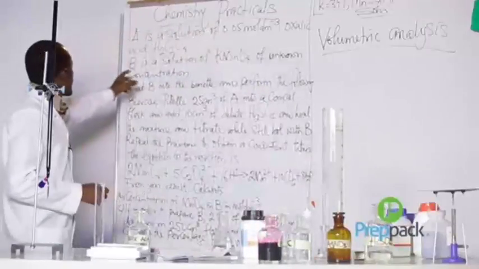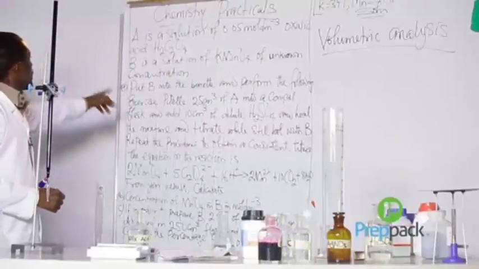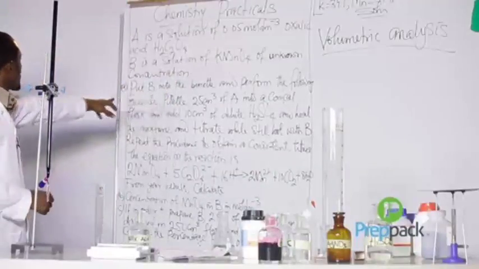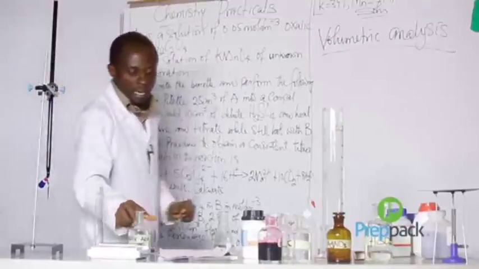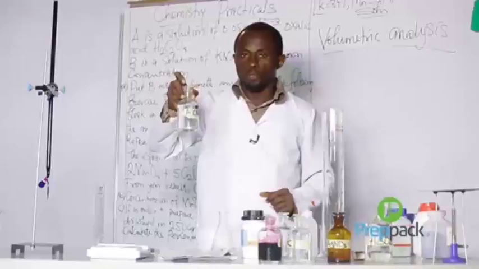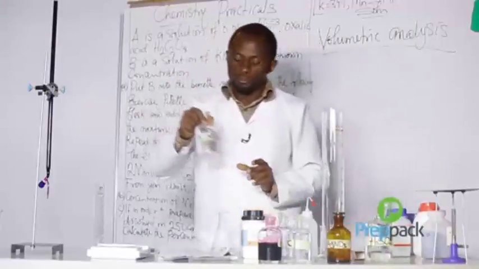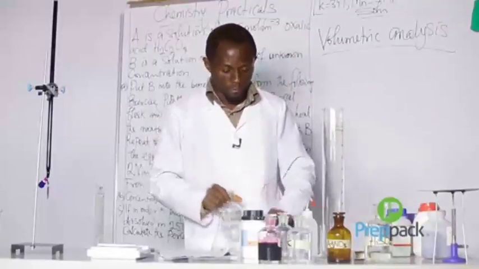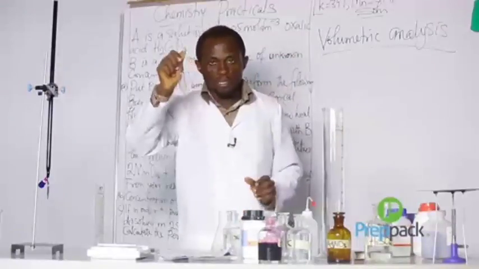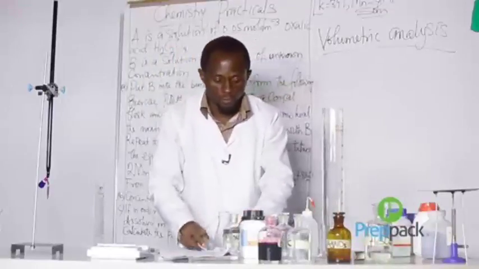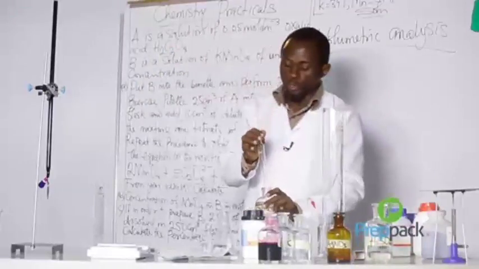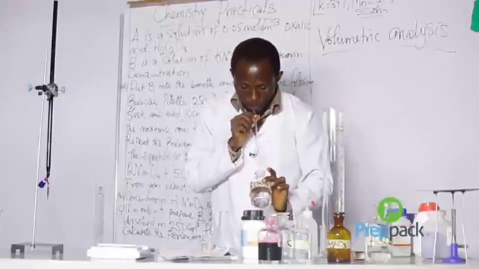Then the instruction also says perform the following exercise. Pipette 25 cm cube of A. The A here is oxalic acid. Usually we pipette the base, but the instruction says pipette A, which is the acid. This is the pipette calibrated to 25 cm cube. So I need to take 25 cm cube of the solution A, which is the oxalic acid.